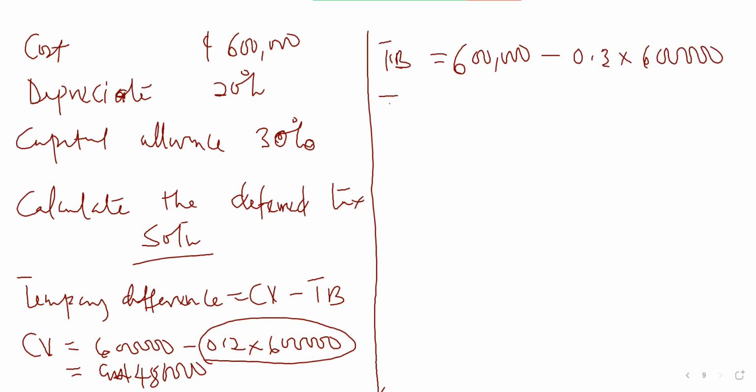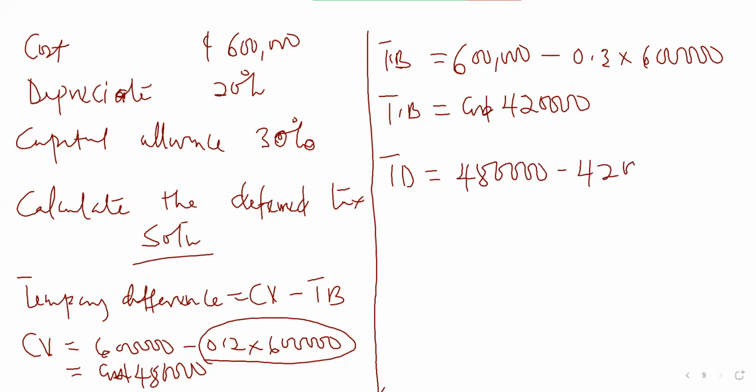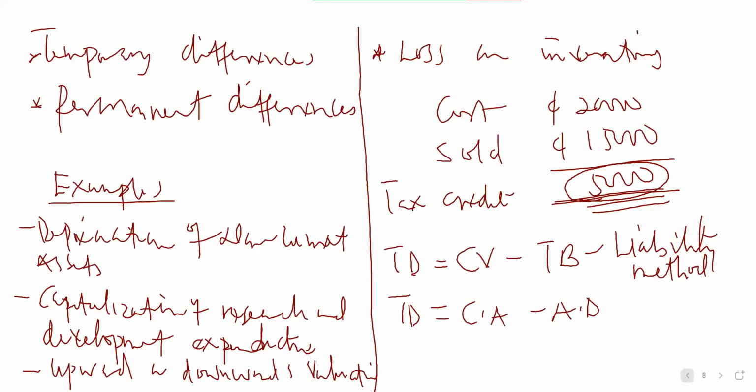What will be the tax base? 420,000. 420,000. Okay. So our temporary difference will now be what? 480,000 minus 420,000. 60,000. So this 60,000, is it a taxable difference or deductible? Is it taxable or deductible?